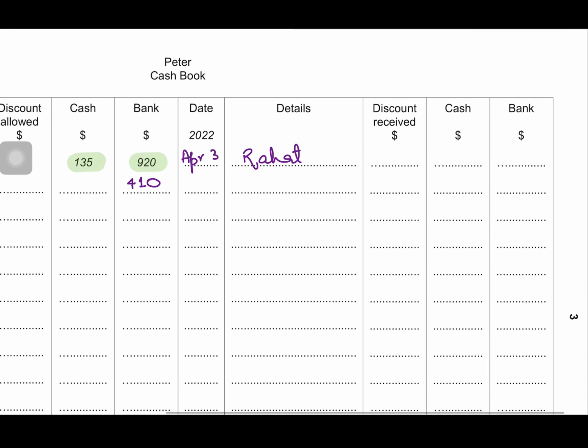So we will record on the credit side on April 3rd a payment to Rahat. The amount that we aren't paying, the amount that we are getting as a discount is $42, and what we are paying is $798, that is 840 less 42. This is what we are paying.